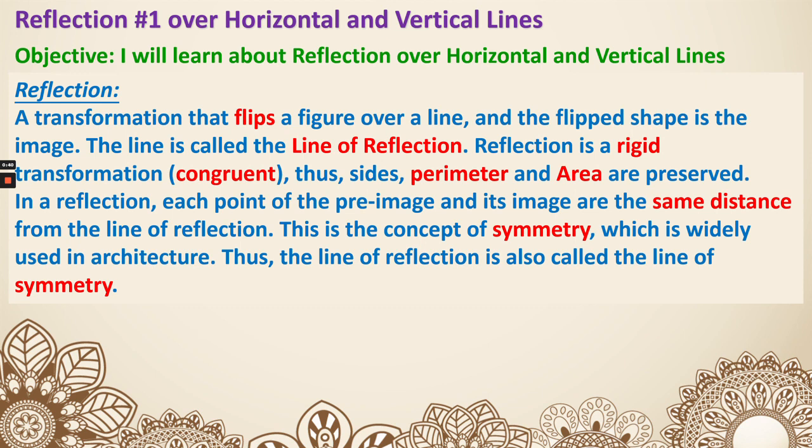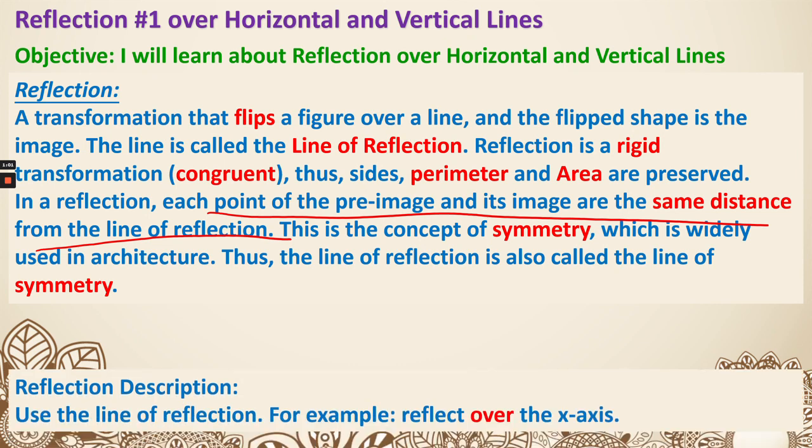In a reflection, each point of the pre-image and its image are the same distance from the line of reflection. This sentence is actually very important because this is basically what we're going to use to generate the image. And this is also the concept of symmetry, which is widely used in architecture. Thus, the line of reflection is also called the line of symmetry.